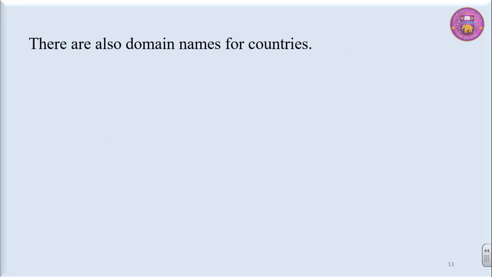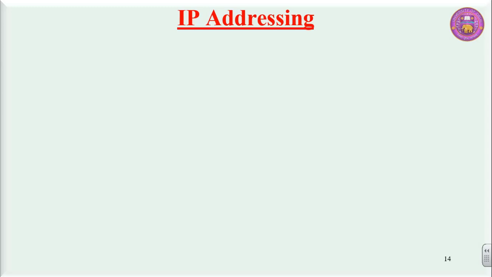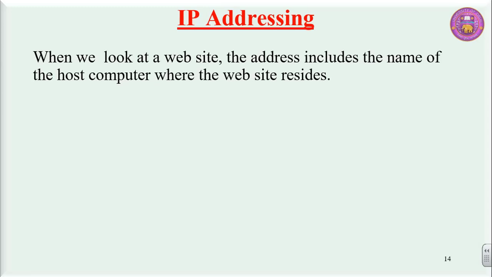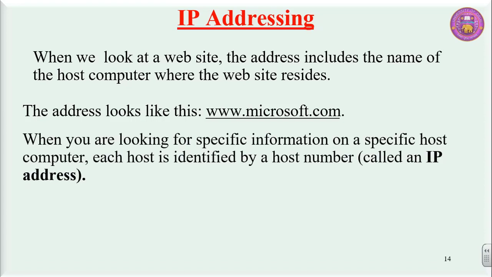There are also domain names for countries. For example, IT is used for Italy, NZ for New Zealand, IN for India, and US for USA. IP addressing. When we look at a website, the address includes the name of the host computer where the website resides. The address looks like this: www.microsoft.com. When you are looking for specific information on a specific host computer, each host is identified by a host number that is called an IP address.